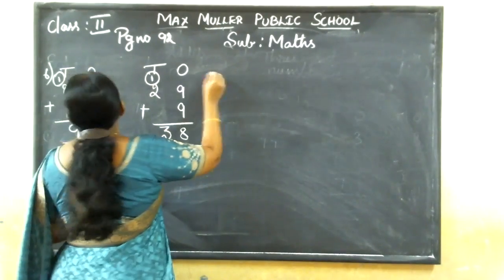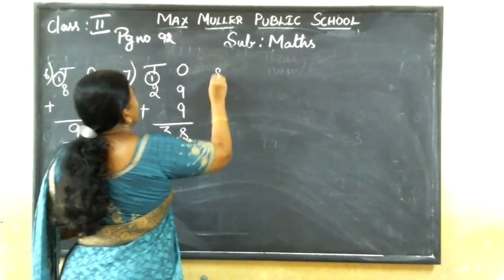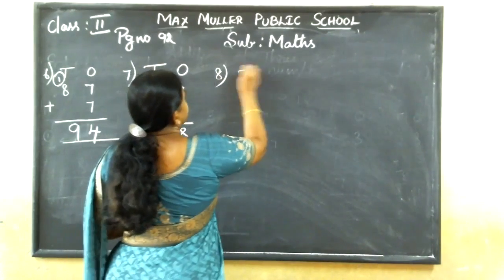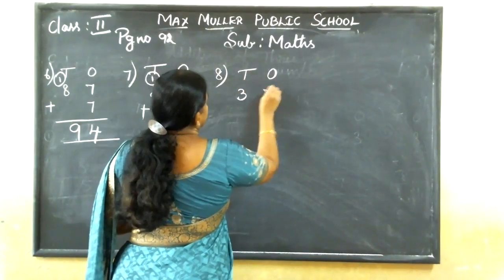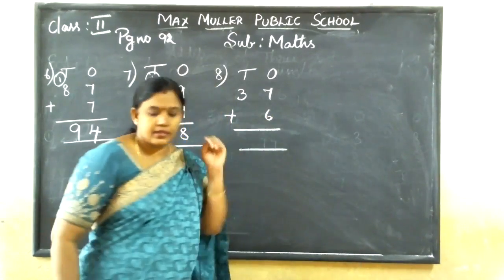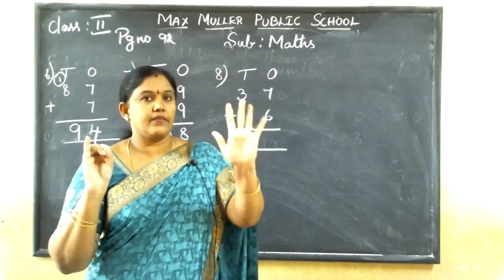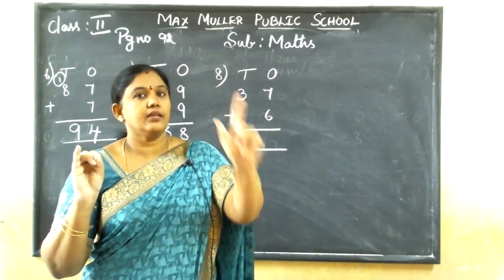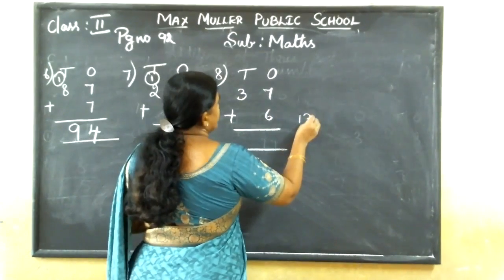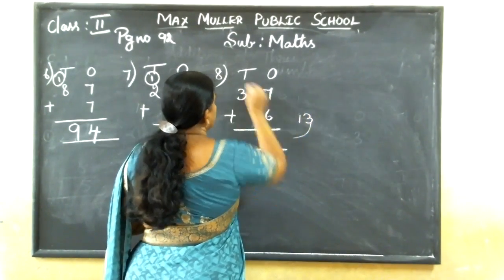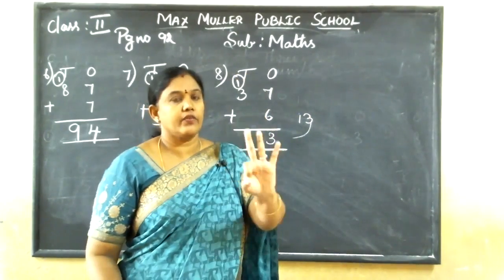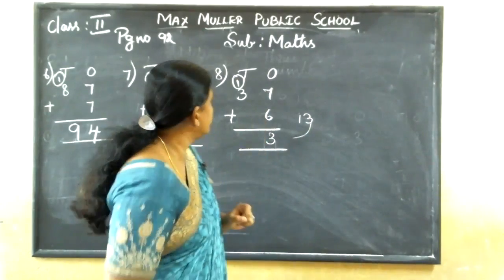This is 7th one. 37 plus 6. 37 plus 6. 7 in the mind, 6 in the finger. After 7, 8, 9, 10, 11, 12, 13. See, 13. 3 you will write here, 1 you will carry to tens column. 1 plus 3, 1 in the mind, 3 in the finger. After 1, 2, 3, 4.